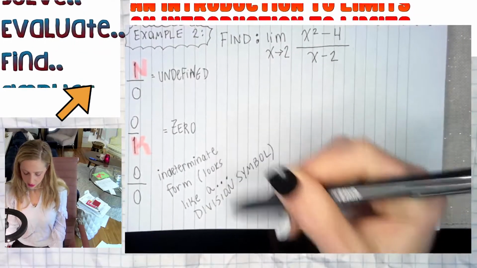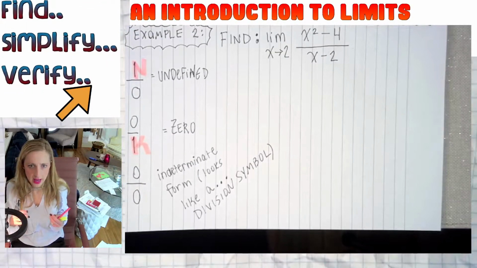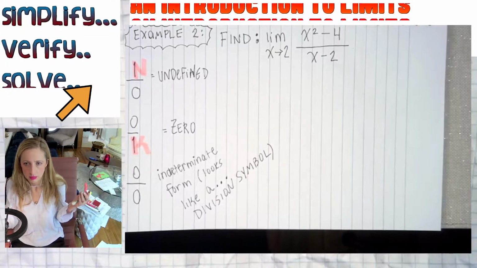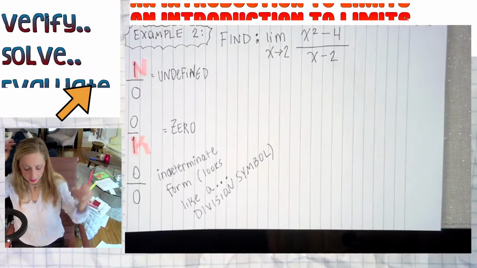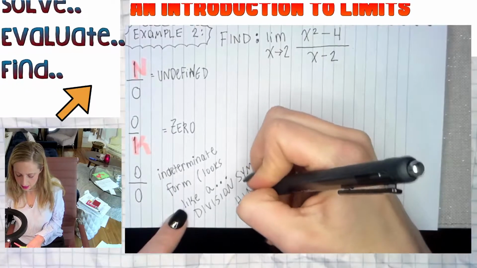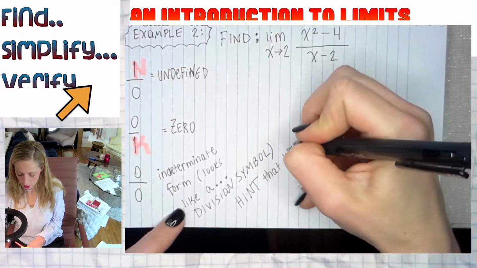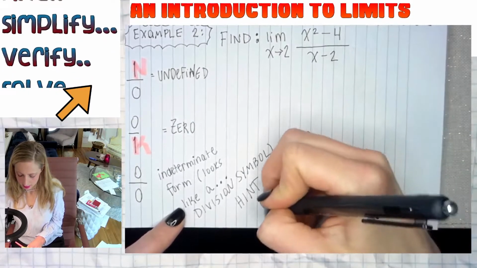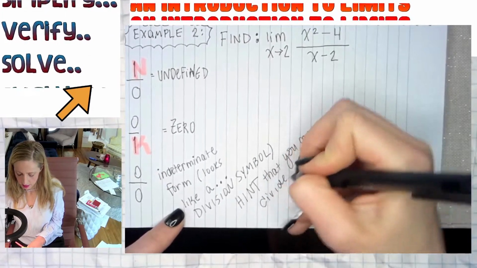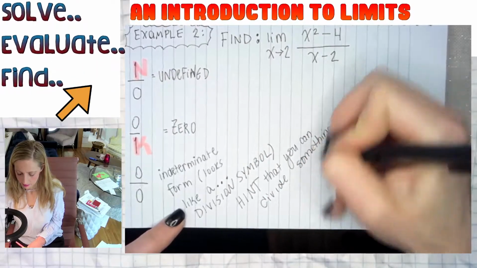in. So this is indeterminate form, and I want you to think how it looks like a division symbol. Can you guys see that? Like 2 dots over with the line in between, right? When it looks like a division symbol, think of this as a big hint that you can divide something out.